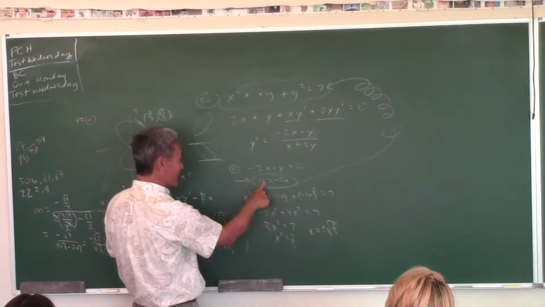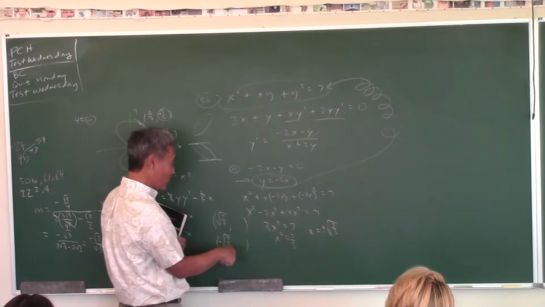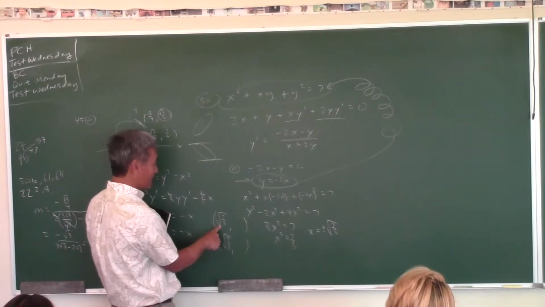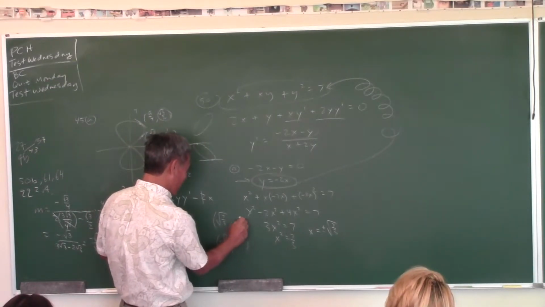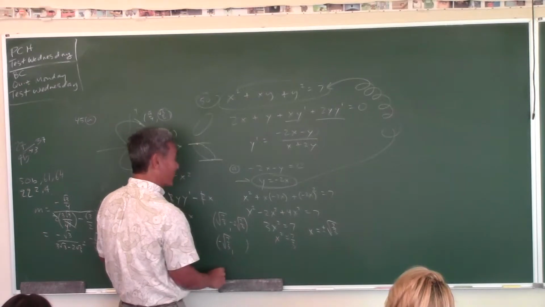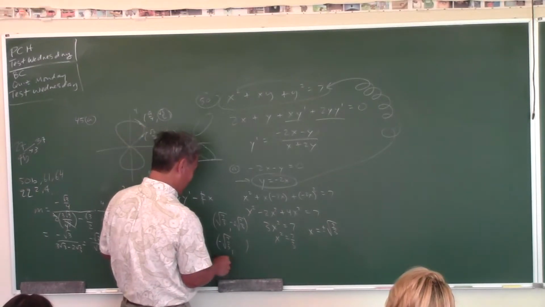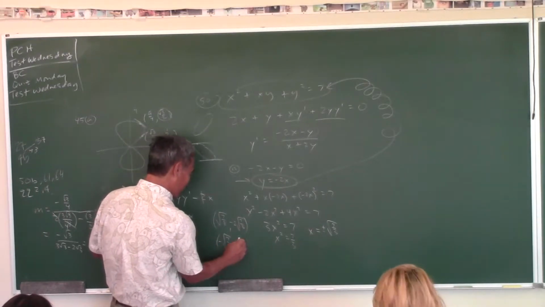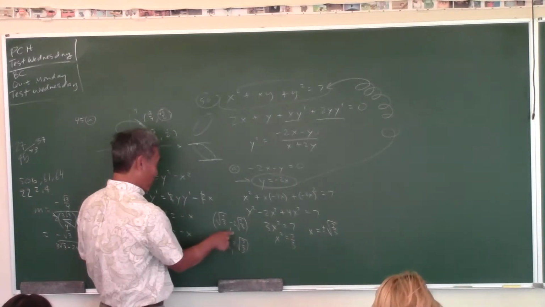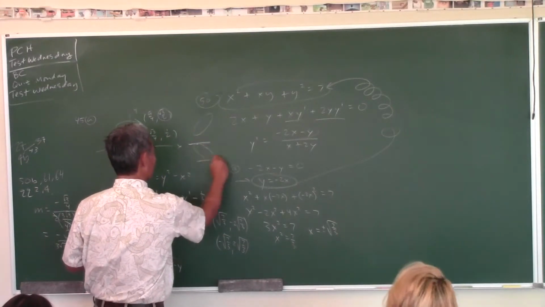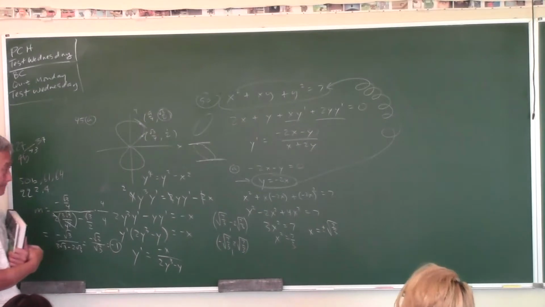The y coordinate is simply negative 2 times the x coordinate. So whatever you get for your x, just multiply it by negative 2, no matter how ugly it is. Although it's not going to be ugly the next week. Multiply that by negative 2, there you go. So those are the 2 points where the tangent lines are horizontal.